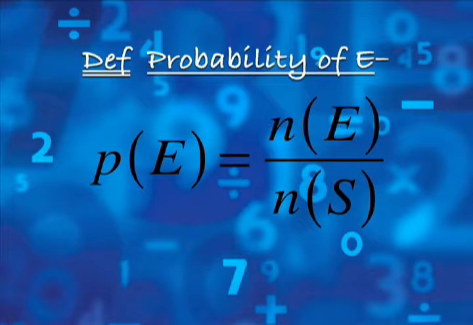The definition of the probability of an event. The probability of an event is defined to be the cardinality of list E divided by the cardinality of list S. That's the number of outcomes associated with the event E divided by the number of outcomes in your sample space.